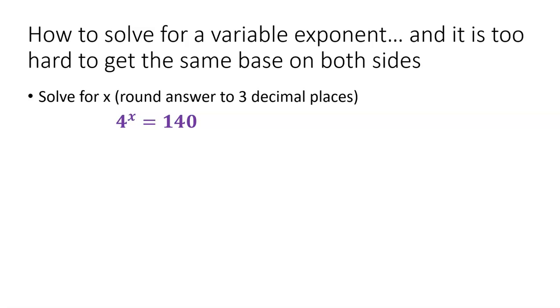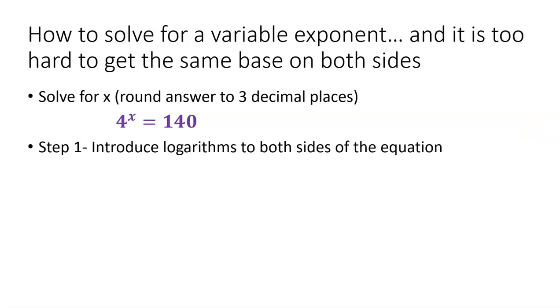Here's how we're going to solve 4 to the x power equals 140. It's the way to solve when you have a variable exponent, and it's going to be too hard to get the same base on both sides. So again, the variable is in the exponent spot. For most of your algebra careers, the variable's been down here with everything else. But now it's in the exponent spot.